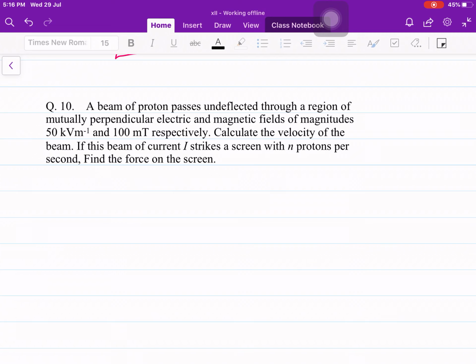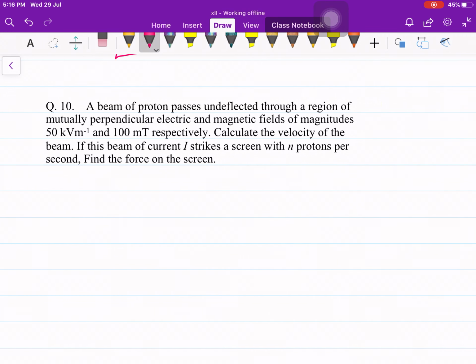Okay, dear students, now we are moving to question number 10 of exercise worksheet, that is numerical worksheet level 3, and this is the last question of this numerical worksheet. Let's see, it's a very good question.